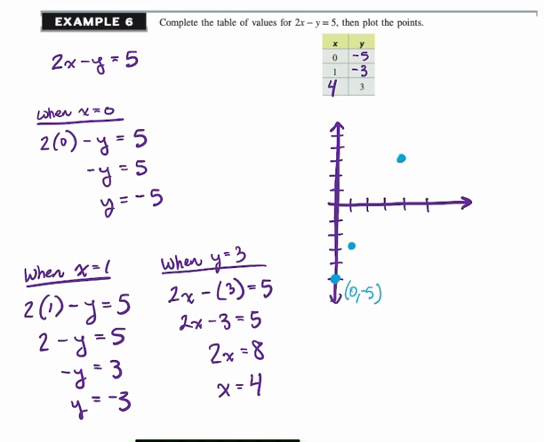So the second point was 1, negative 3, and the third point was 4, comma 3. So these 3 points are solutions to our equation. And then notice visually they line up. If we were to draw a line through these 3 points, we wouldn't have to curve it at all. We'd get a straight line. Although mine's kind of curvy because of my sketchiness. But they do represent a line.